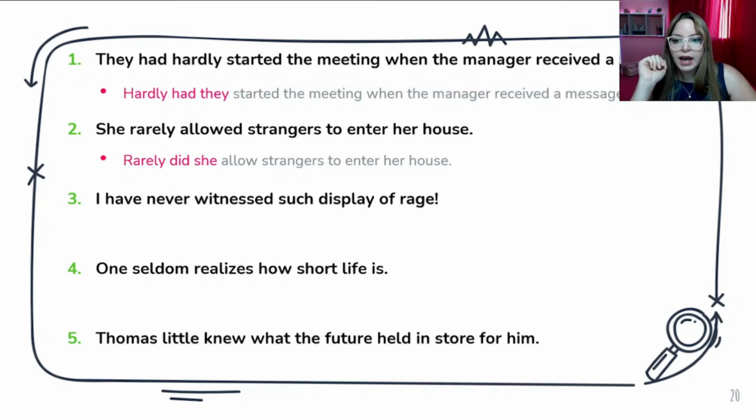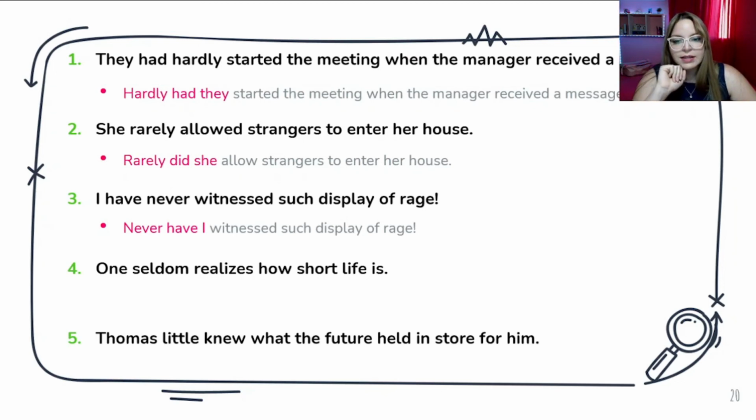Let's go on number 3. I have never witnessed such display of rage. How can we invert this sentence? Well, never have I witnessed such display of rage. Very good. Let's go on number 4.